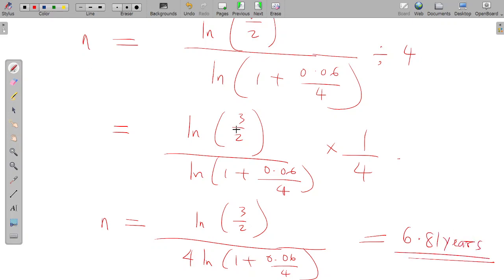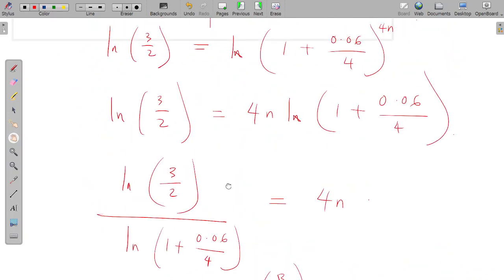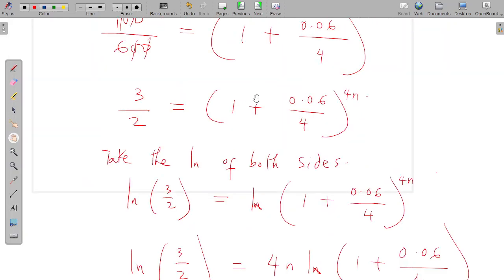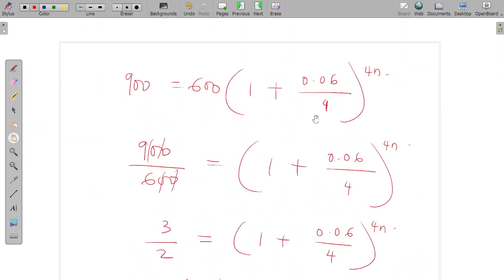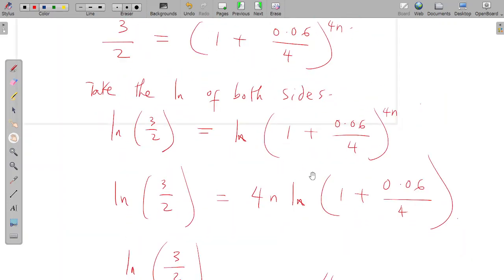Okay, so please make sure that you understand. Many a time when you have the equation to solve might be a challenge, so that is why you must know when to bring in your ln. Okay, please ensure that you understand.